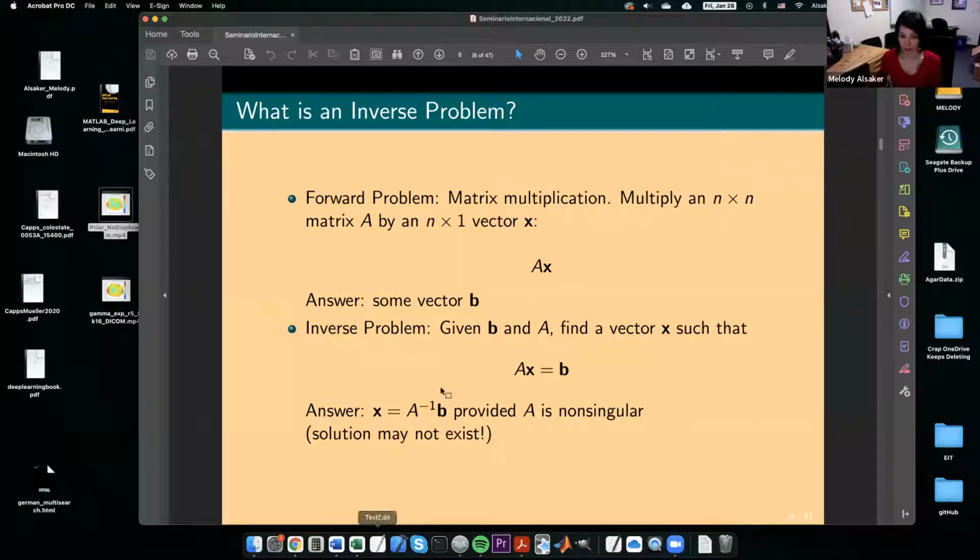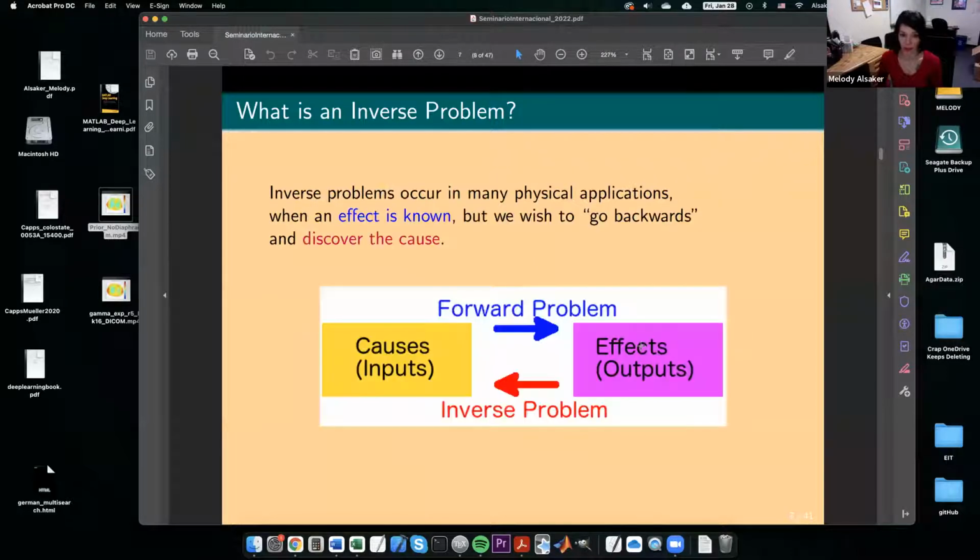And the issue with this inverse problem is that the solution may not exist, right? You can't just take any matrix A and any vector B and expect there to be an answer because that A inverse matrix might not exist. It might be singular. So again, we have this situation where the inverse problem is just not quite as simple.